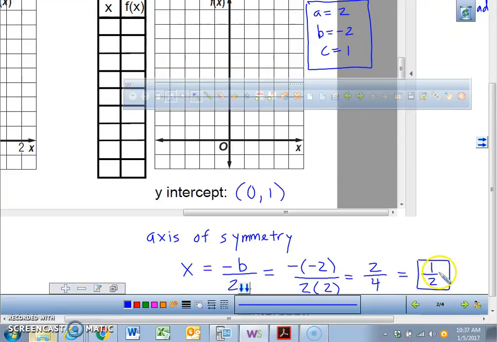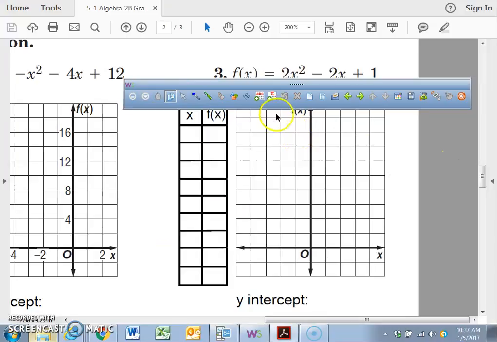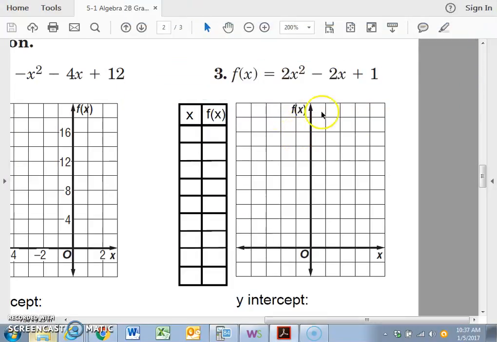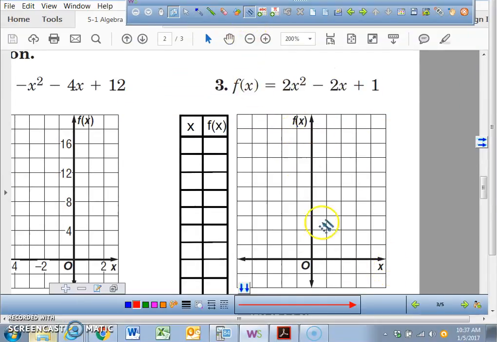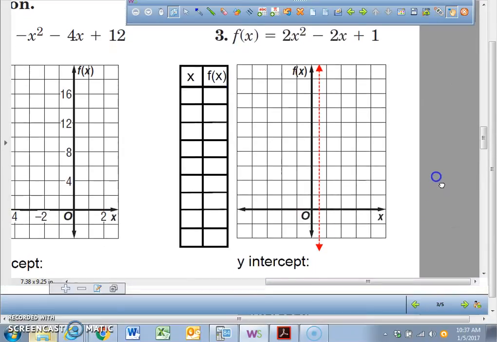So right here, what I'd like you guys to do on your assignment right now, since we found the axis of symmetry, here's what I want you to do. I want you to carefully draw in your axis of symmetry, and you don't have to use a dotted line. I'm going to, just so you know, that's the axis of symmetry, at a half. So on your paper right now, draw in your axis of symmetry at x equals a half.